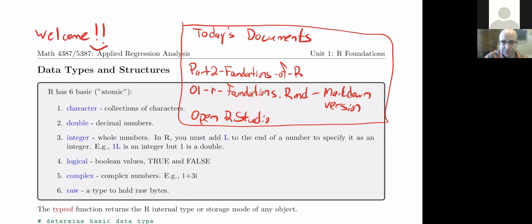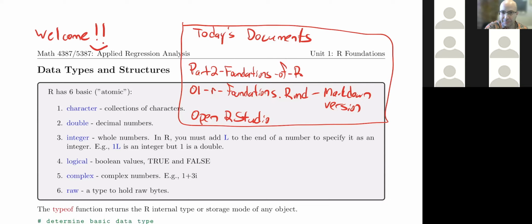Perfect. Awesome. I totally thought that said today's donuts. Today's donuts. That would be nice. You're welcome to have some donuts during class. No, these are documents. Yes.